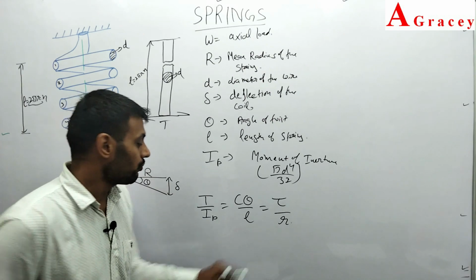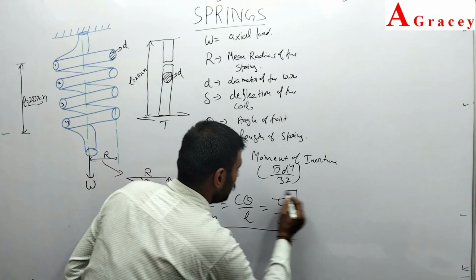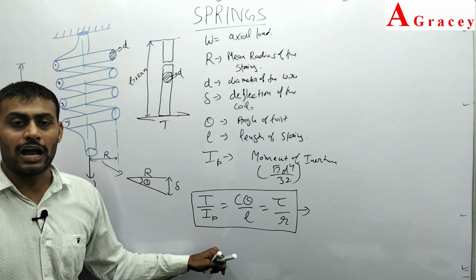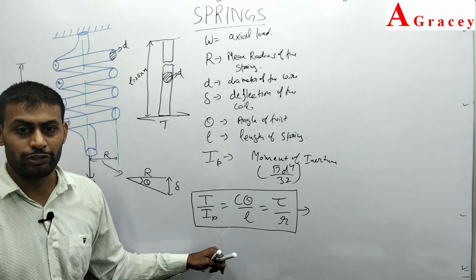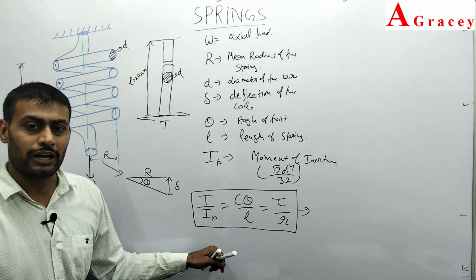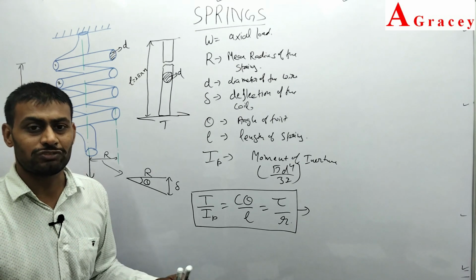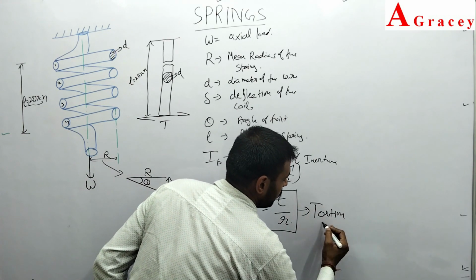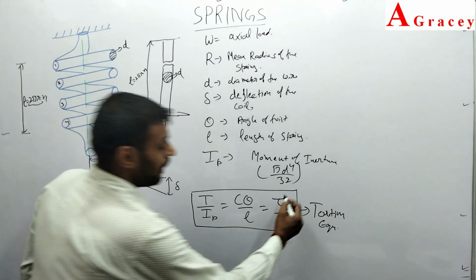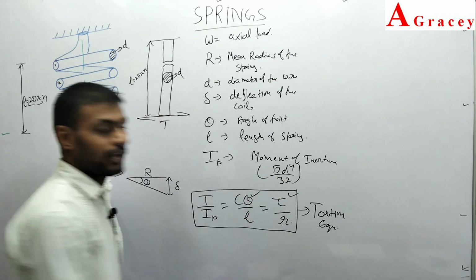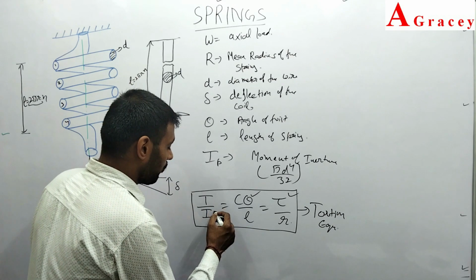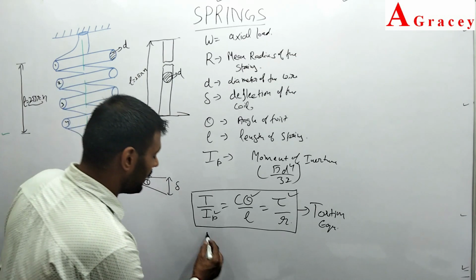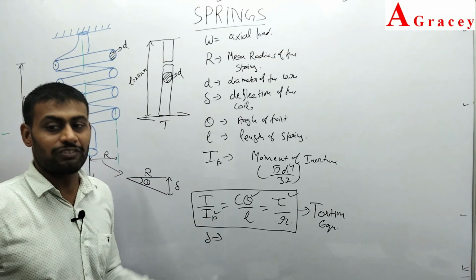So is it clear? This is your torsion equation. If you want to learn this torsion equation, I also mentioned a link to the torsion equation video lecture, so you can go through that lecture and see how the torsion equation is derived. From this torsion equation, we can identify the shear stress, the angle of twist theta, and the polar moment of inertia IP, which you already have because this is a circular section, and delta, the deflection within the spring. So let's start with the derivation.